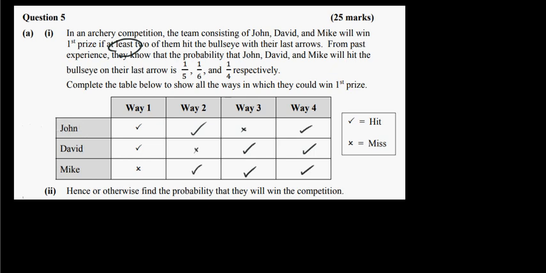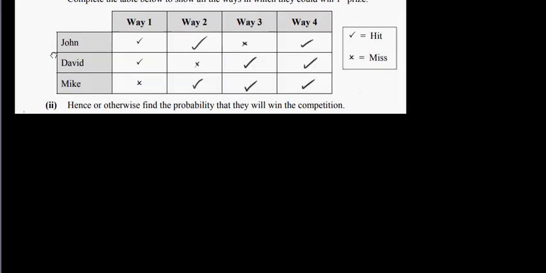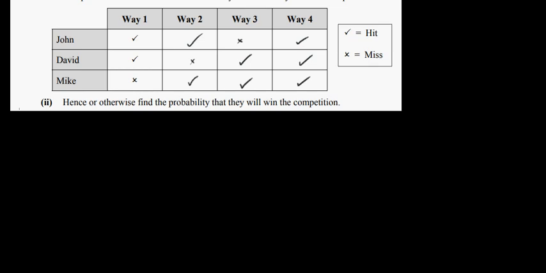So let's write out all the probabilities. So let's see what way this can work. Now, in the first case here, we would say that John will hit with his last arrow, and David will hit with his last arrow, and Mike will miss with his last arrow. So what are the probabilities there?